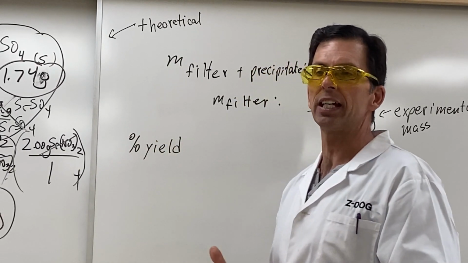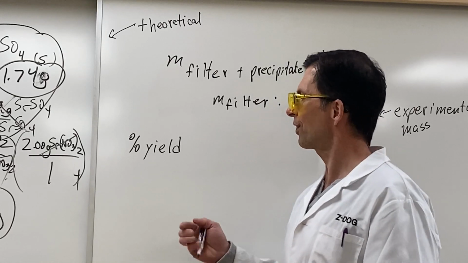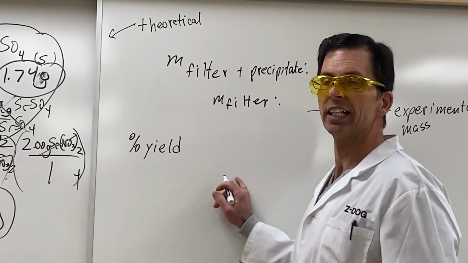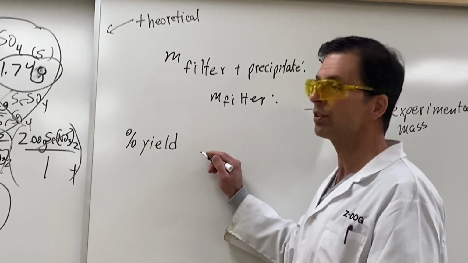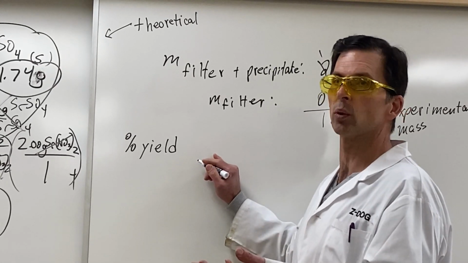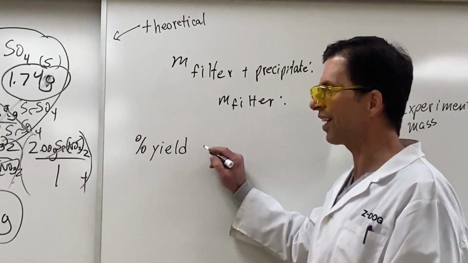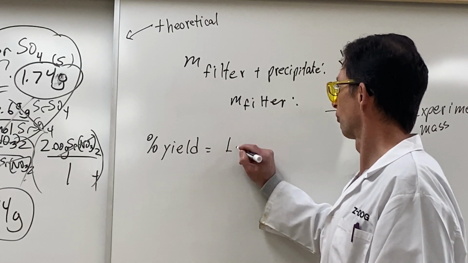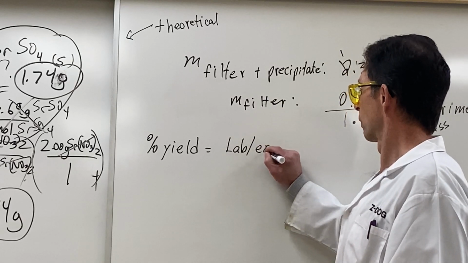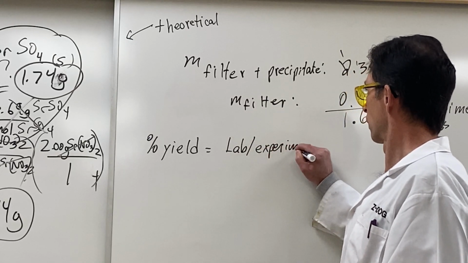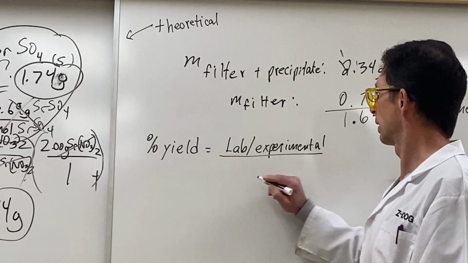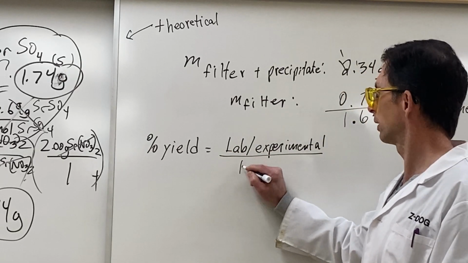There's two calculations that we can do following this up. One is a percent yield. It's just like you calculating your score on a quiz or a test. You take what you got divided by the total times 100. We'll do exactly the same thing here. Lab or the experimental divided by the theoretical.